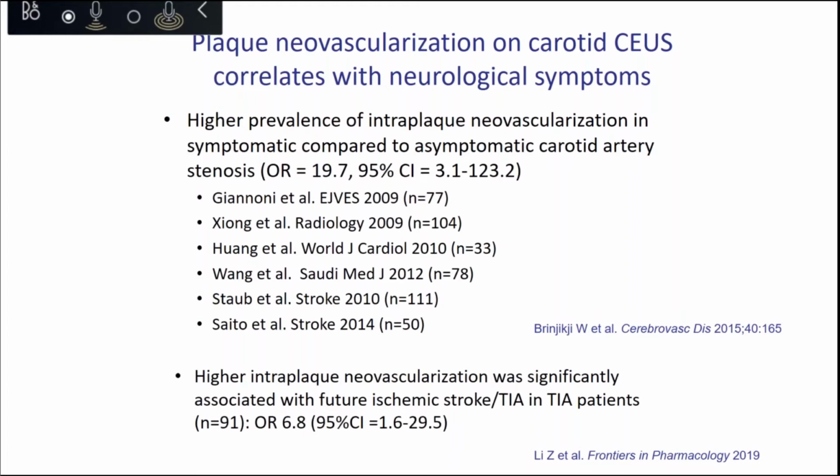They are retrospective studies. This year there was a small study with a prospective design in a patient cohort with TIA patients, and they looked at whether these patients have future ischemic strokes when they have more intraplaque neovascularization. And it seems that the higher intraplaque neovascularization in this cohort was significantly associated with future ischemic strokes and TIA.